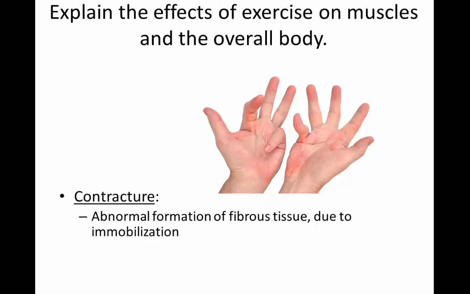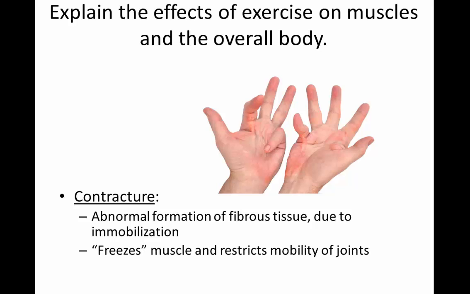And as you can see in the image here, you have a situation where something like the fingers look like they're contracted due to muscle contraction, but it's really the development of this fibrous tissue. And so the muscle is frozen and it restricts the mobility of joints. And then again, as in the image, you have a situation where the muscles look contracted and you can't move the full range of motion at those joints.